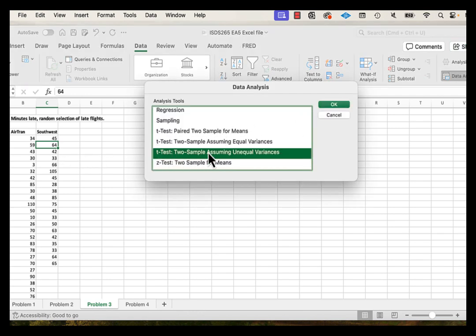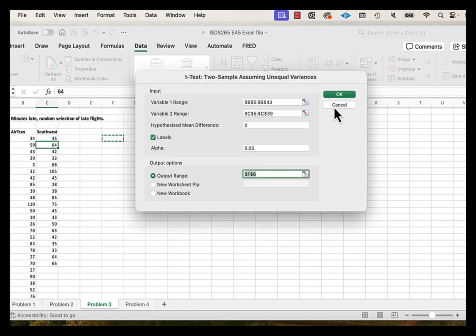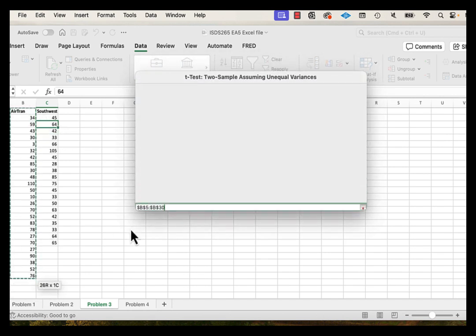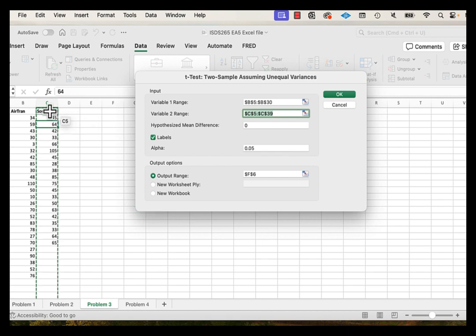And Excel remembers what you last did with this data analysis unless you shut down Excel. So we have t-test, 2 sample assuming unequal variances. Click OK. It remembers what you had the prior time, but that actually doesn't match up with where this data is. So make sure you go in there and select where the data actually is. Hypothesized mean difference is still 0. Labels, check that box. And we are using a 0.05 significance level, so we have that. And then output range, that's okay. And click OK.